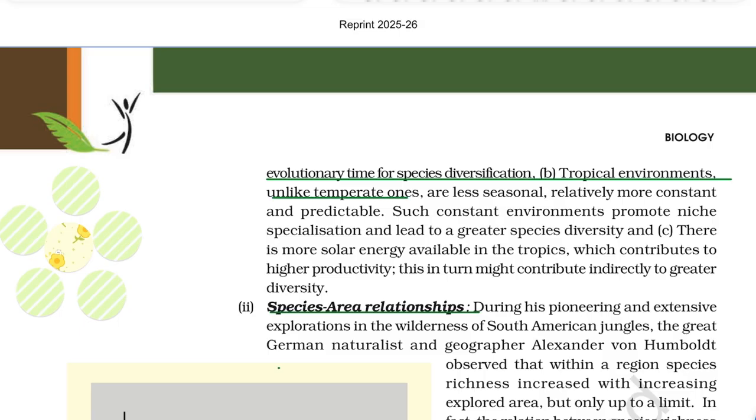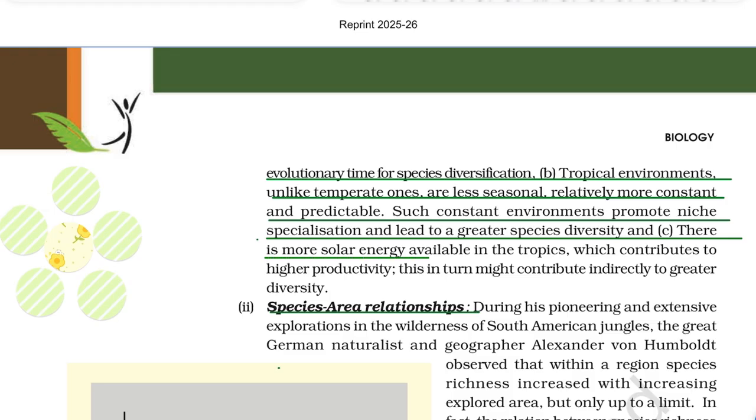Second, tropical environments, unlike temperate ones, are less seasonal, relatively more constant and predictable. Such constant environments promote niche specialization and lead to greater species diversity. And third, there is more solar energy available in the tropics, which contributes to higher productivity. This in turn might contribute indirectly to greater diversity.